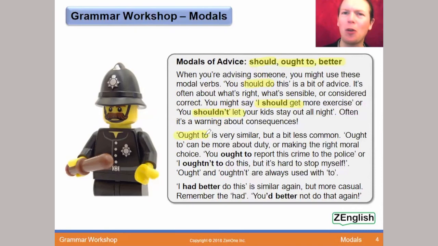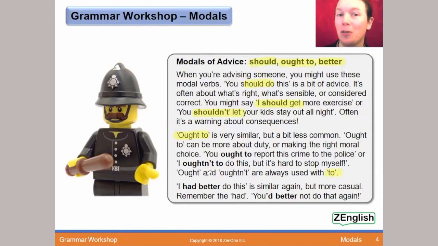So it's about your duty. It's about making the right moral choice. You ought to report this crime to the police. And with the negative, you oughtn't to do this. I oughtn't to eat this cake, but it's hard to stop myself. And ought and oughtn't are always used with to. I ought to do this. I oughtn't to do that.